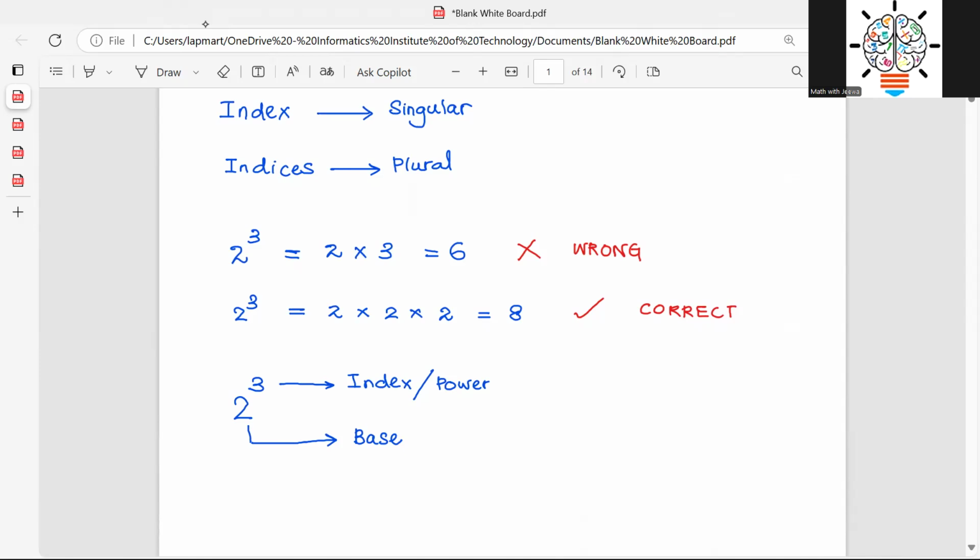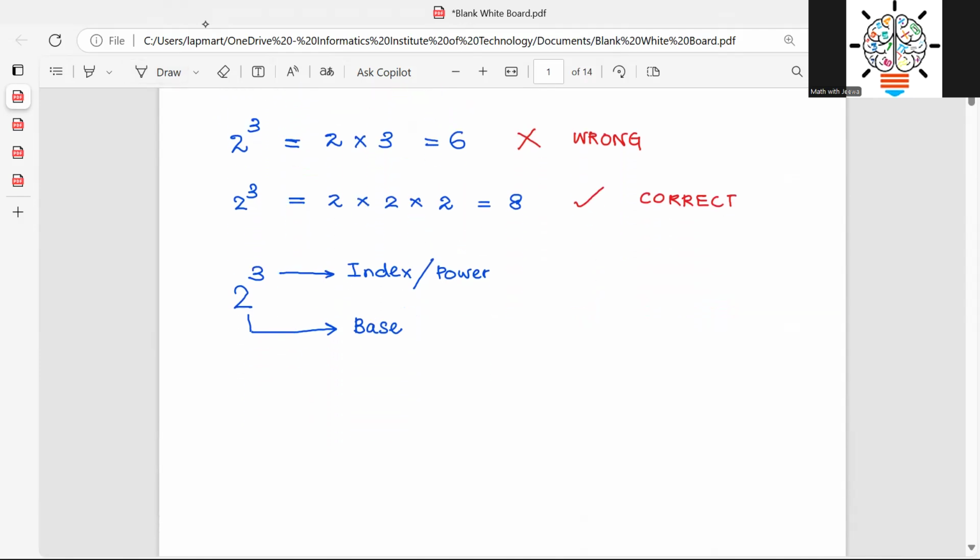But the index tells us to do something. It asks us to multiply the base this number of times. If it is 3, we want to multiply the base value 2, 3 times. Let's say the index is 5, for an example. What does that mean? We want to multiply the base value 2, 5 times, right? So then if I write that, you can pause the video and copy down this part, and I'll move here.